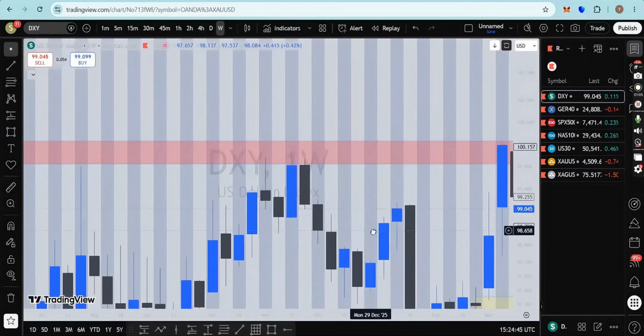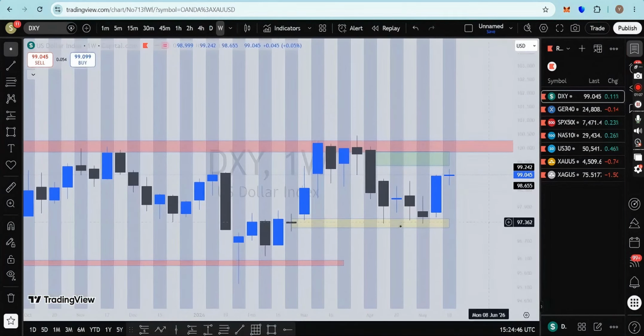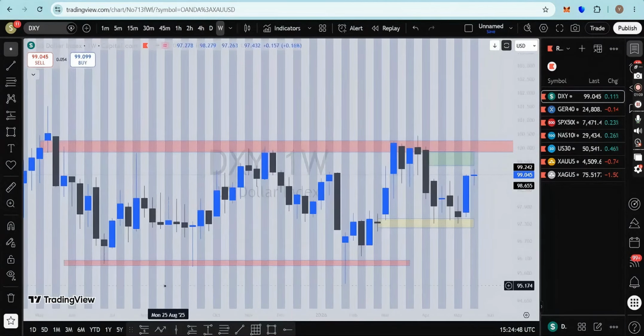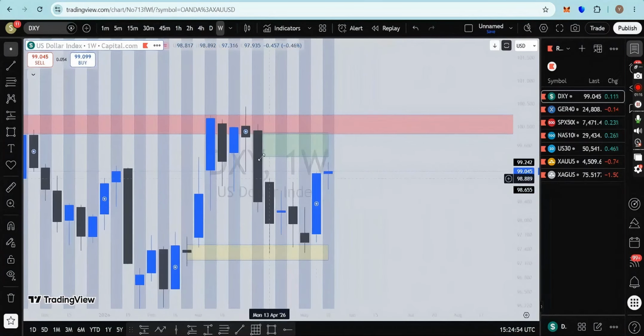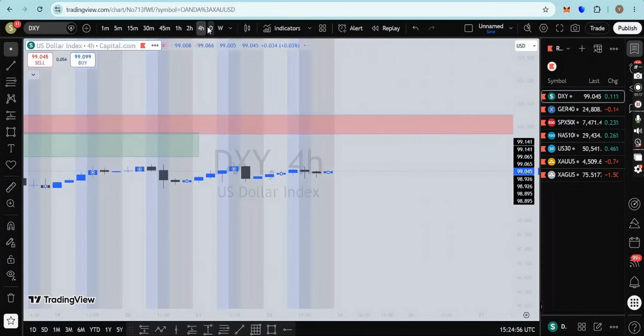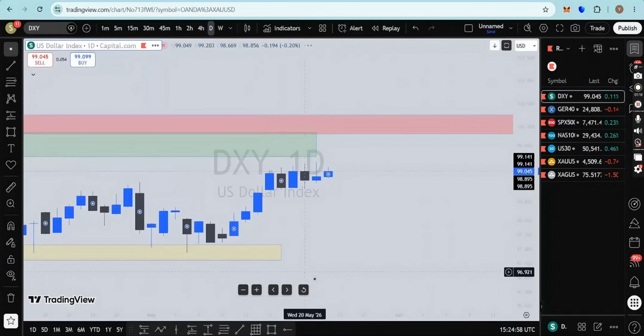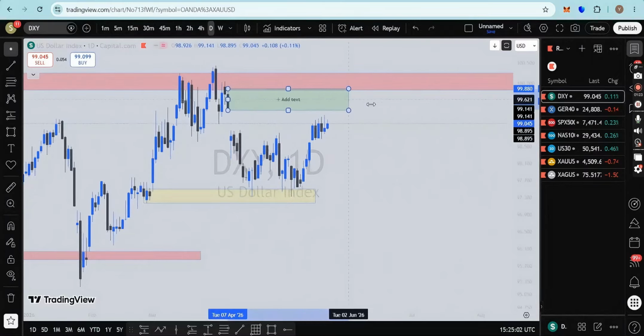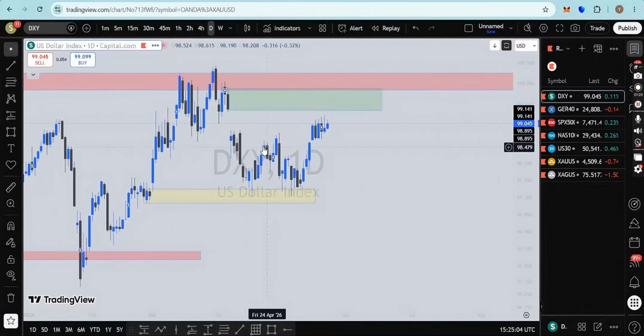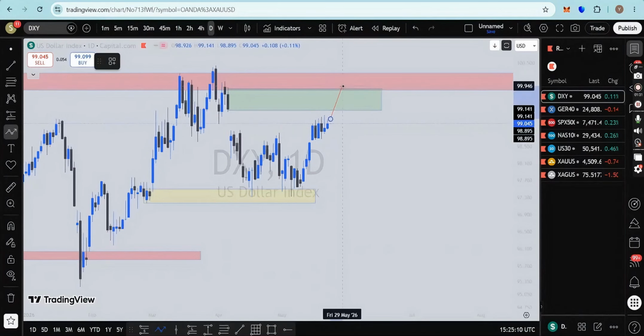So, good. What do we have here? We have the DXY, the dollar index. We can see price is basically resisting on this zone. On the weekly time frame, I marked out a zone. Let's go to the daily time frame and see. On the DXY, what I'm basically looking for is, I marked this zone as a supply zone. I want to see price tap into this zone and reverse.